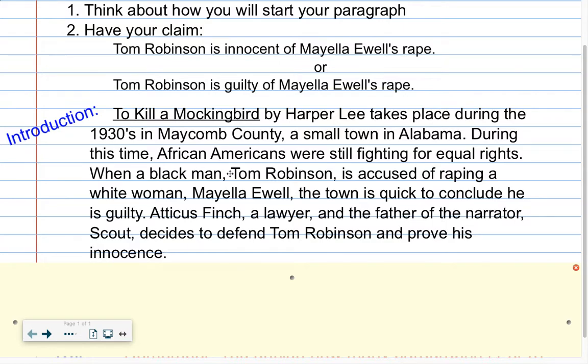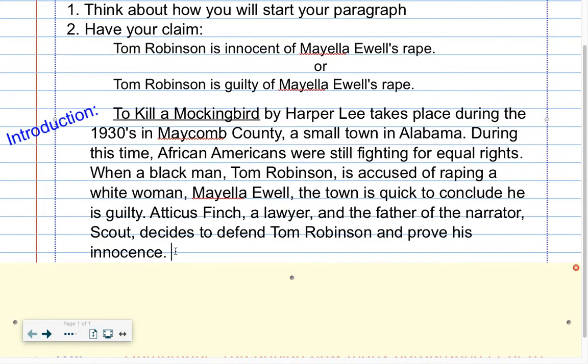From here, I've provided my readers some background information, but if you remember from last week's PowerPoint, the introduction of your essay needs to end with a claim. So make reference back to your claim, and if I write here, Tom Robinson is innocent of Mayella Ewell's rape.